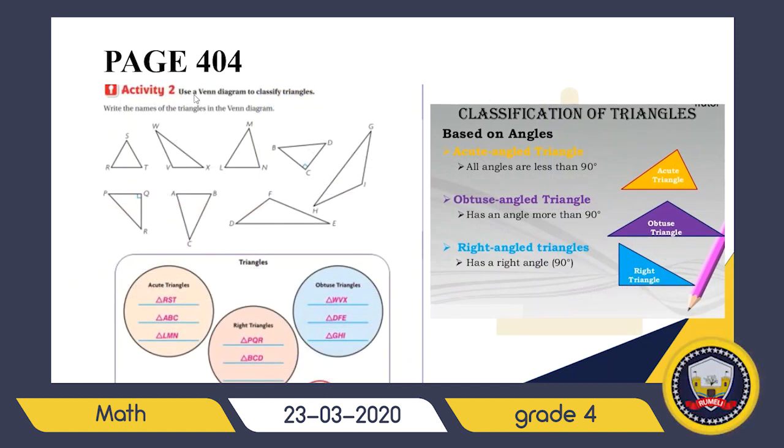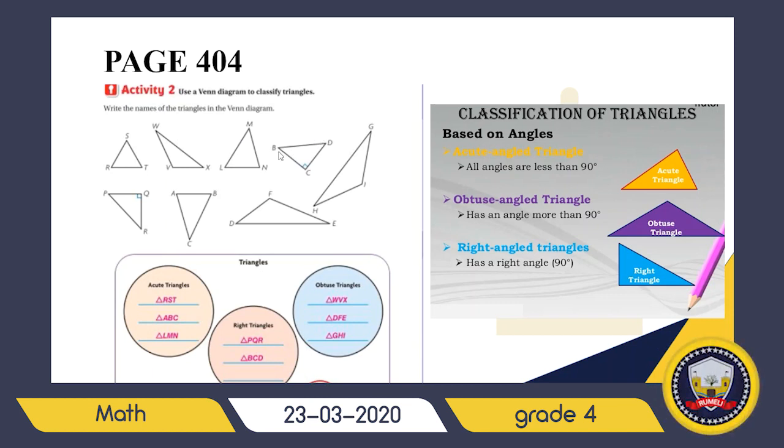It says use a Venn diagram to classify triangles. How can I classify them? I need to check the angles. First of all, there are some Venn diagrams here for acute triangles, right triangles, and obtuse triangles. I can identify right triangles easily, right? So let's start with the right triangles. If I see a right angle, perfect, right here, so I check it.